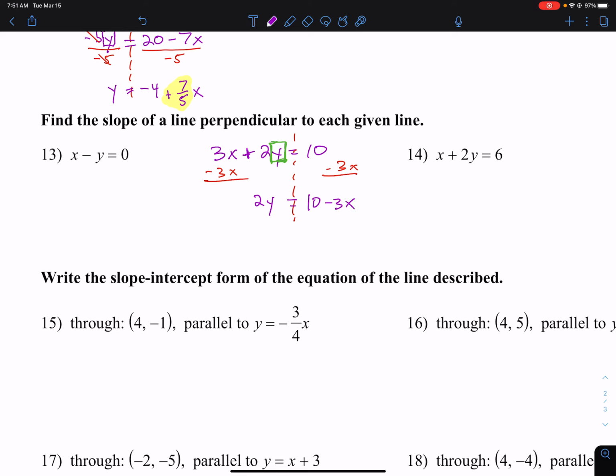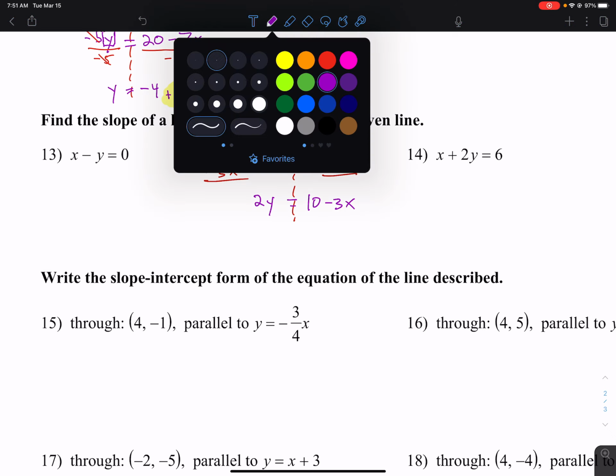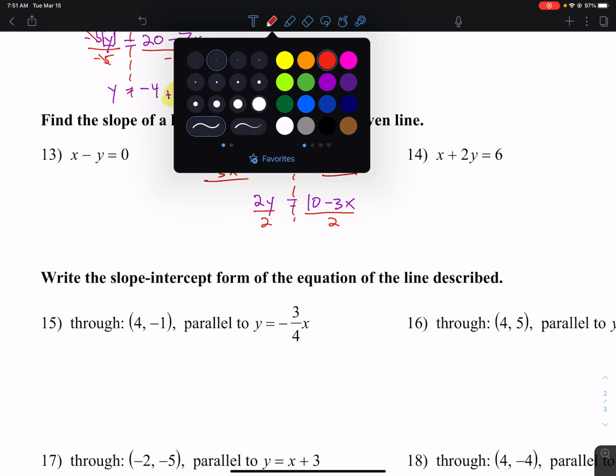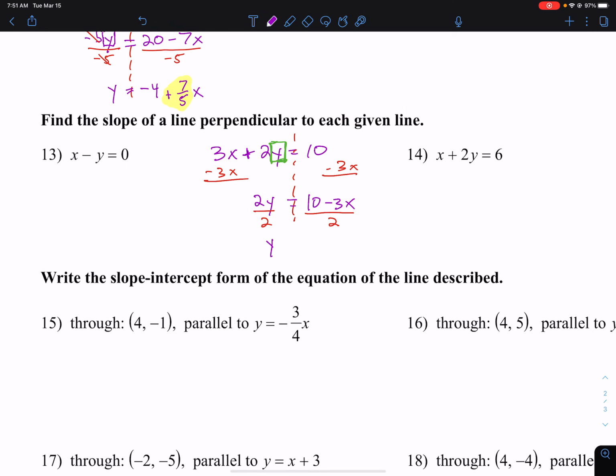I still need to get y by itself. So it looks like it's y times 2, so I'm going to divide by 2. Remember, on the right side there, you divide everything by 2. So then over on this side, I get y equals 10 divided by 2 is 5. 3 divided by 2 doesn't go in evenly, so I'm just going to leave it as the fraction.